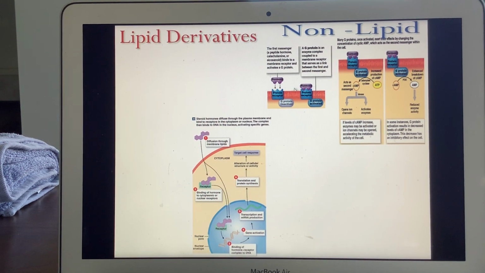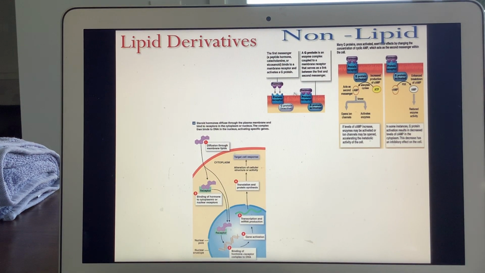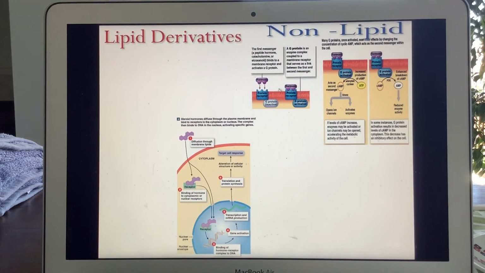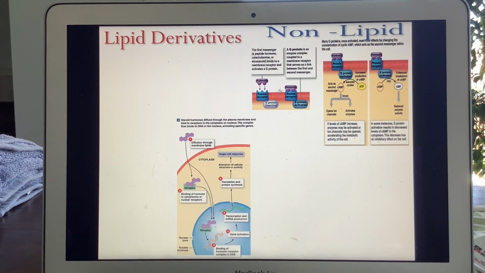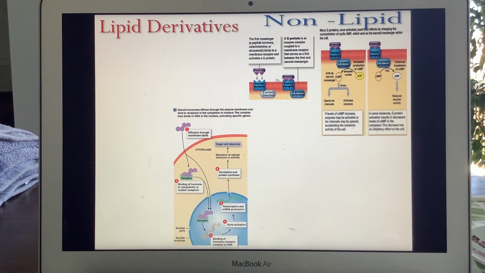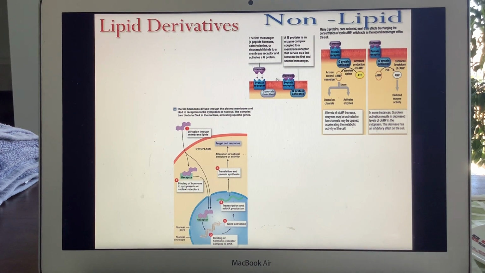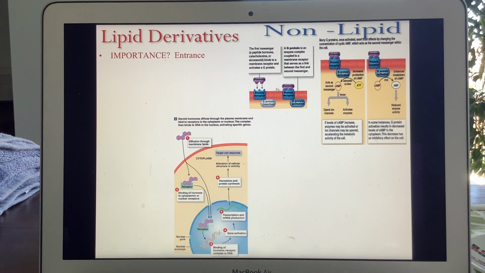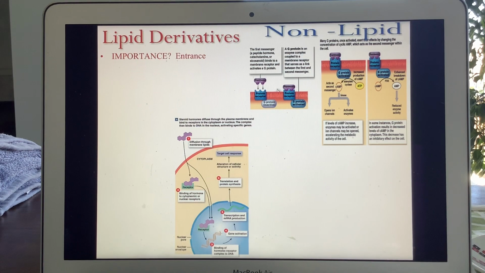But the big reason we need to know the difference between lipid-derived hormones and non-lipid-derived hormones. Non-lipid obviously means proteins. These figures are going to be 18-3 on page 617. Let's look at lipid derivatives first. There's a picture at the bottom of the page there. When we talk about lipid-derived hormones or lipid derivatives, what's their importance? The importance is how they get in the cell.